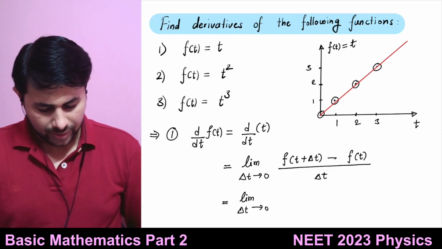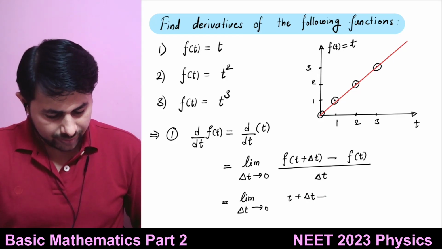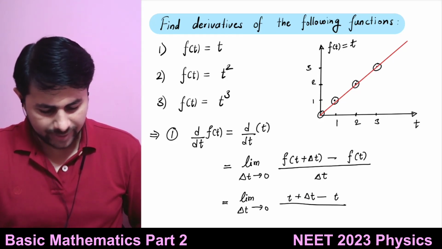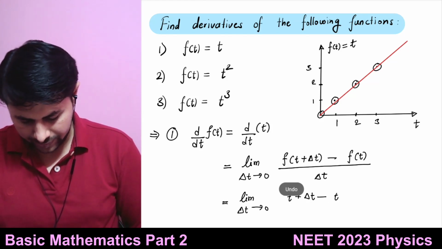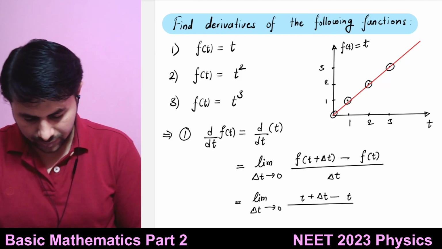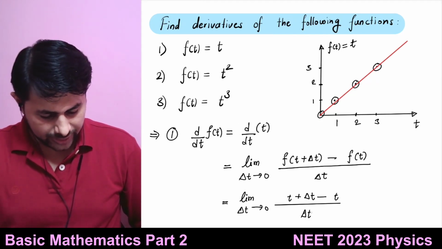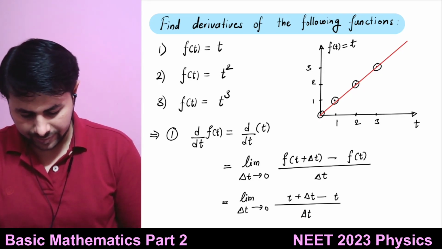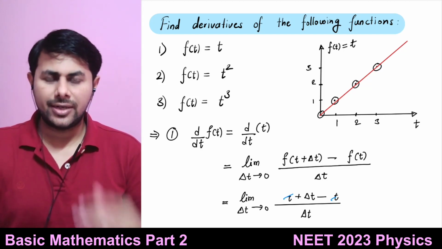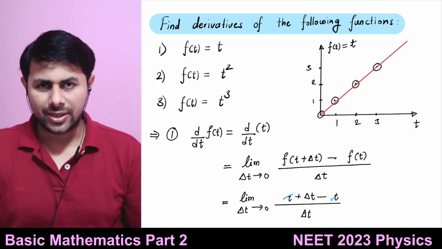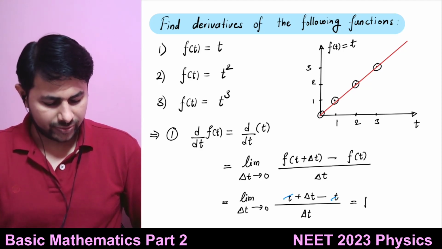So this is equal to t plus delta t minus t, divided by delta t. So now you can see some cancellations happening. So this t and minus t get cancelled out. So what are we left with? Delta t upon delta t. And what is delta t upon delta t? It is 1. Okay, so this is equal to 1.